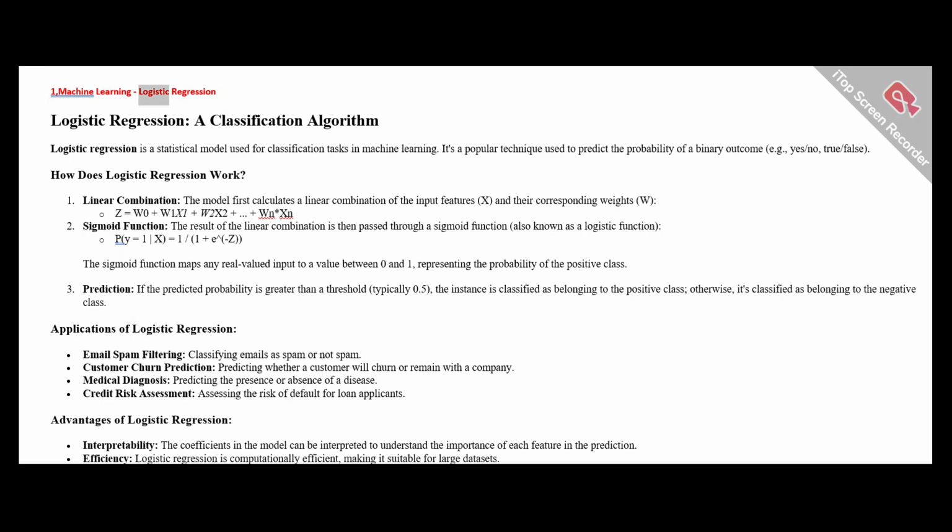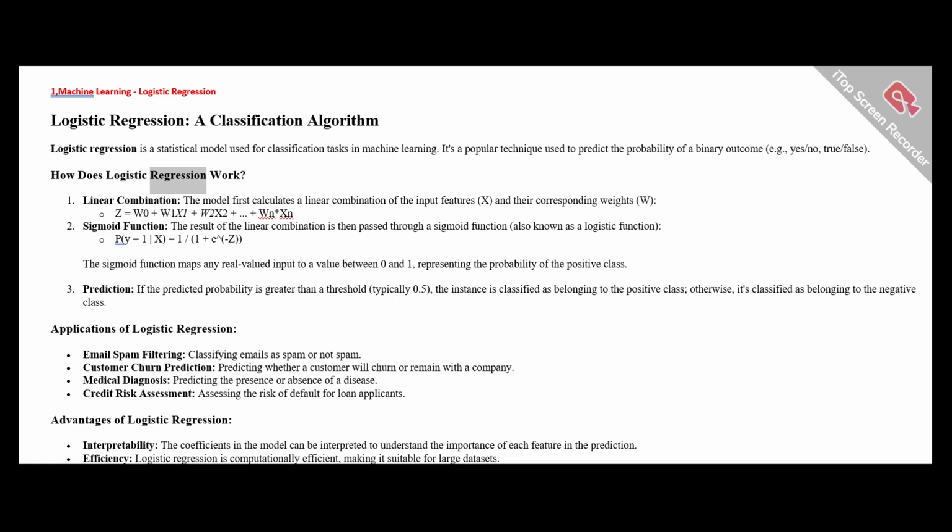1. Machine learning, logistic regression. Logistic regression, a classification algorithm. Logistic regression is a statistical model used for classification tasks in machine learning. It's a popular technique used to predict the probability of a binary outcome, for example yes/no, true/false.